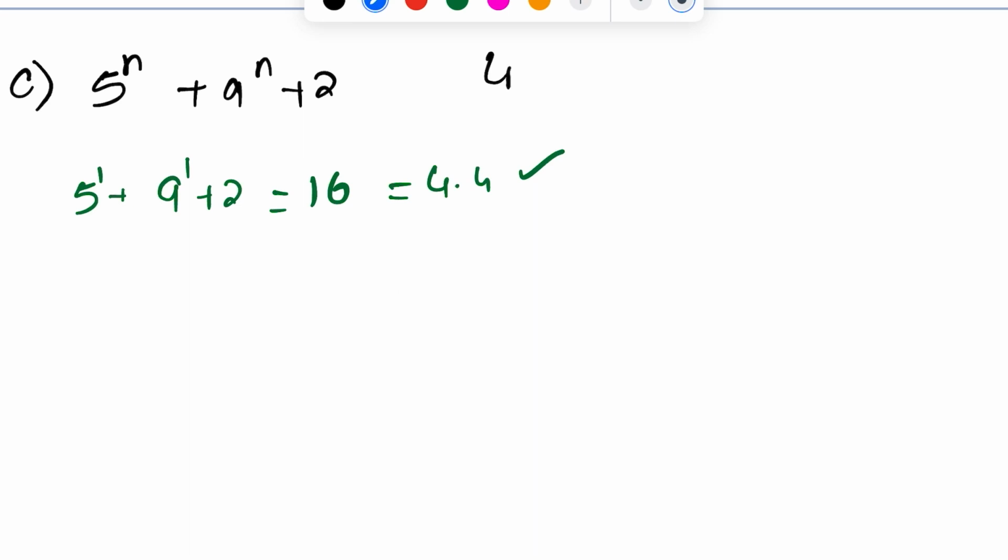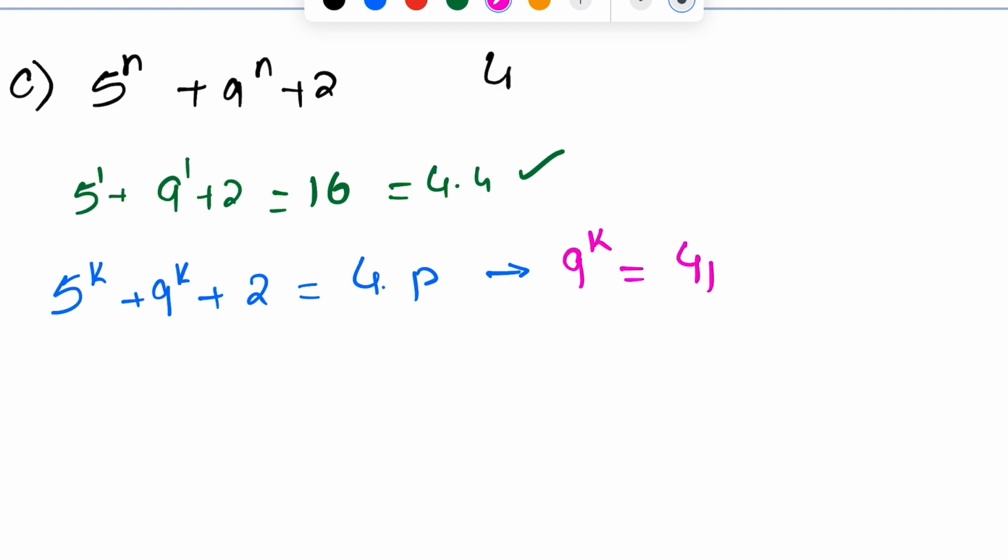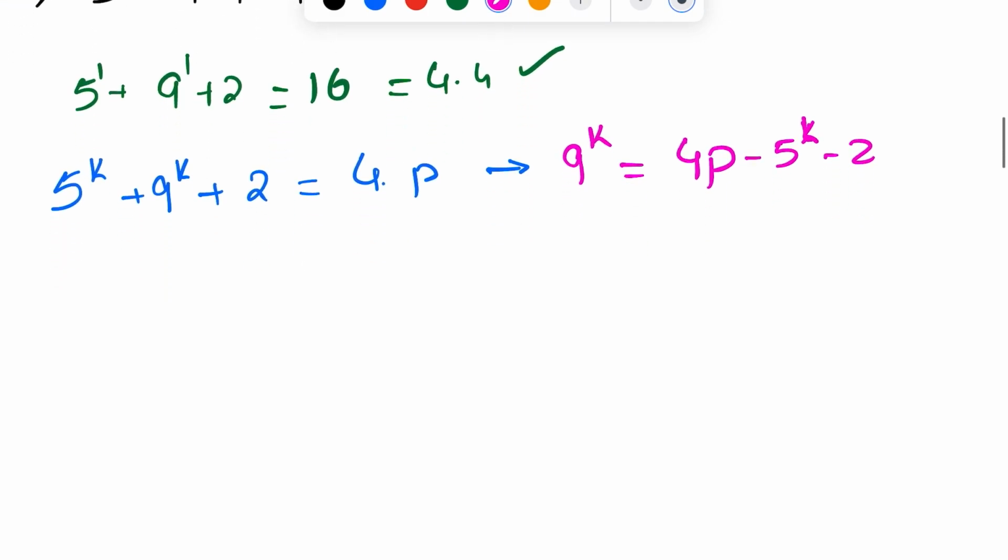Let us assume that it is true for n equals k. 5 power k plus 9 power k plus 2 equals 4p. Now over here, which one has to be made as a subject? Whichever one you want, you can make it as a subject. I make the most difficult one, maybe 9 power k as subject. So it becomes 4p minus 5 power k minus 2. You can take 5 power k also as subject, it does not matter.